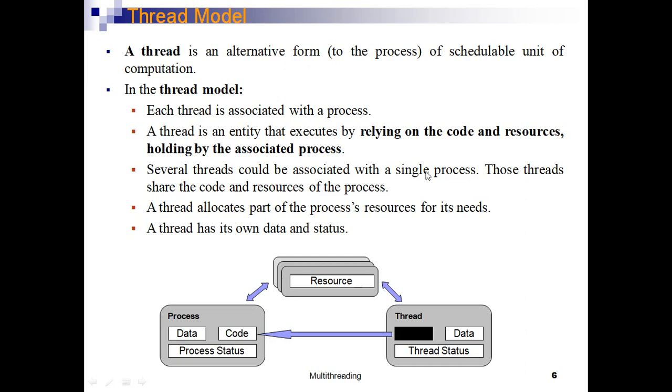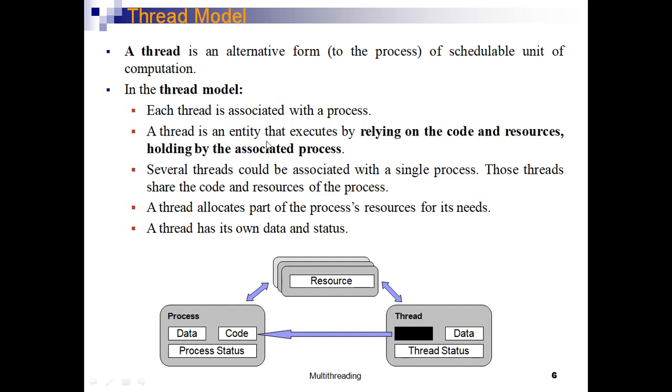Several threads could be associated with a single process. Obviously, under the main electrician, multiple assistants may work. Those threads share the code and resources of the process. Obviously, these assistants will share the code, and sharing the code here means sharing the work. That means one person may bring the screwdriver, another person may bring the winding, another person may go for unscrewing the fan or removing the fan from the ceiling. So these kinds of activities they will do. So each thread is associated with a process. Obviously, each assistant is associated with an electrician.